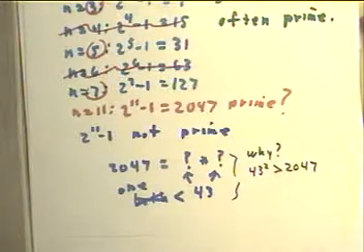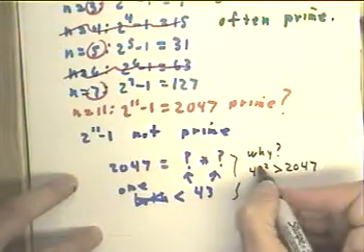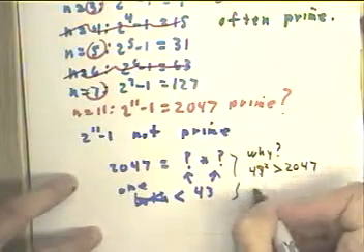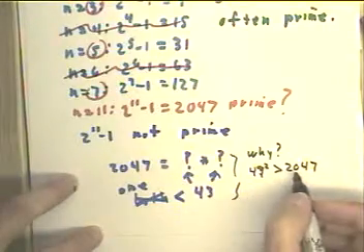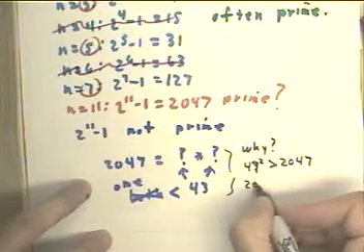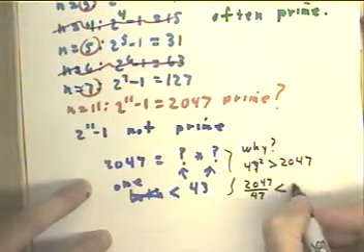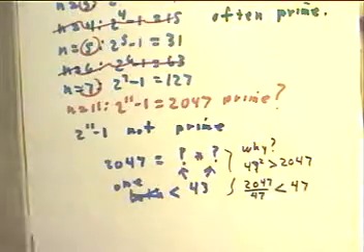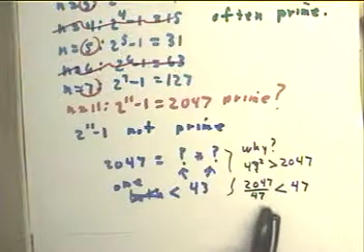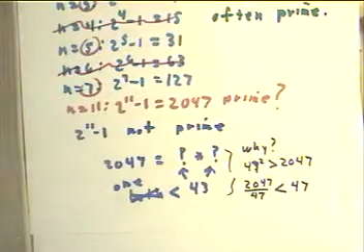Actually, I won't guarantee that 43 squared is bigger than 2000. It's not, but the next prime after 43 is 47. The next prime squared is greater than 2047, so that 2047 over 47 is less than 47, right? And 2047 divided by something bigger than 47 has to be even less than that.